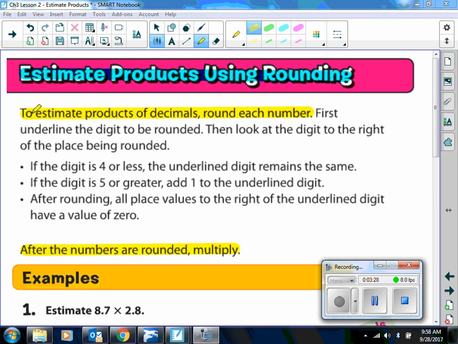Alright, so you're going to write down to estimate the products of decimals, you want to round each number. And you guys already know all of these rules for rounding. If it's 5 or more, you're going to round up. If it's less than 5, you're going to stay the same. That's what all of this says. And then, after you round, all of the trailing zeros disappear. You don't need those. Okay? And then after all the numbers are rounded, then you can multiply.